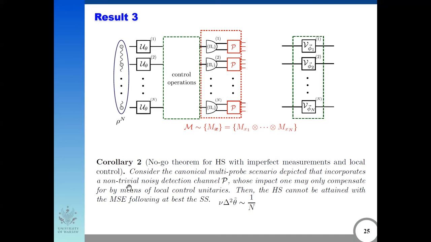Now the problem is, what do I mean by non-trivial? A noise is trivial when, for example, this stochastic map is the identity. I mean, this noise is not doing anything. It's not a harmful noise. Any noise that is non-trivial is any noise that really mixes up some of these outcomes, even just two, for example. So this is what we mean by non-trivial, any really harmful noise, put it that way. Whenever you have any harmful noise, you cannot attain Heisenberg scaling with just local control operations.